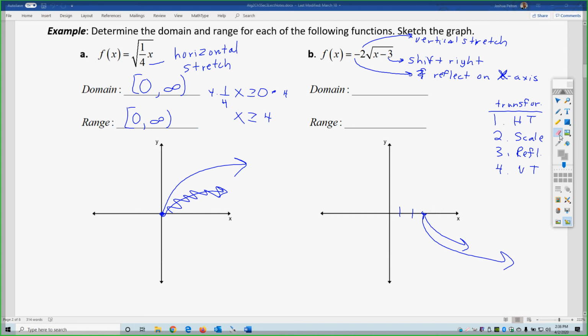So that's not going to change anything because stretching and shrinking is the one thing that does not change your domain and range. So as a result, my domain goes from 3 to infinity, and my range goes from a high of 0 and goes down to negative infinity. Okay, let's try 2 more.